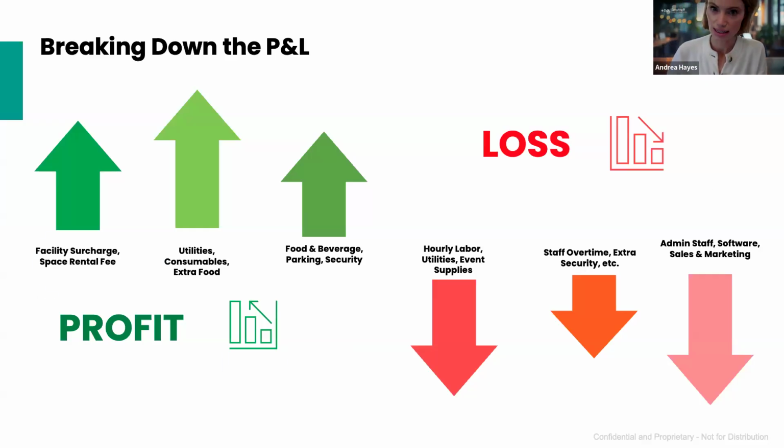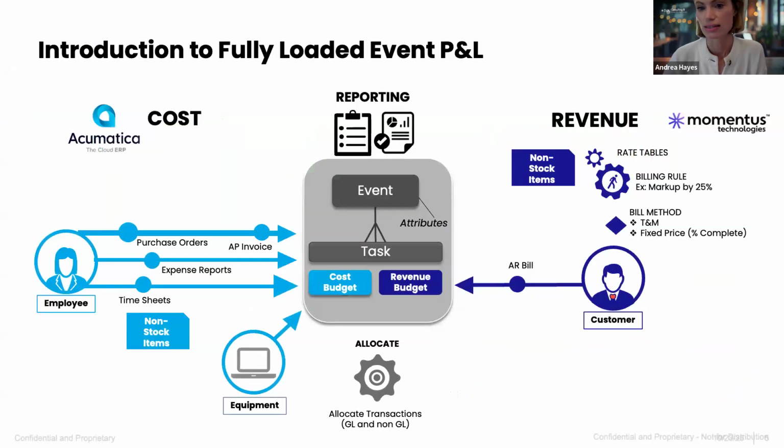The way that it does this is we have the cost side coming from the left, from Acumatica, and the revenue side coming from Momentous. And how it works, and certainly we don't have to use every single component because they might not all come into play, but if you have a purchase order or a commitment, that can hit the event. An AP invoice can hit the event as well. Things like expense reports and expense claims can also be tagged, as well as timesheets. So we can start to tag labor onto an event.